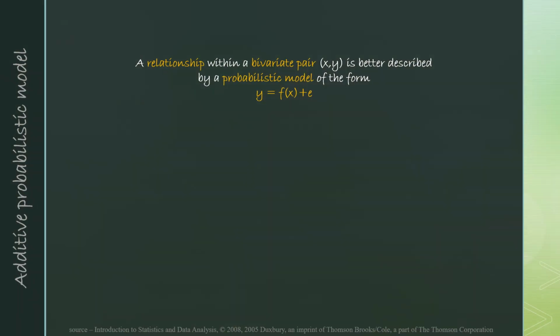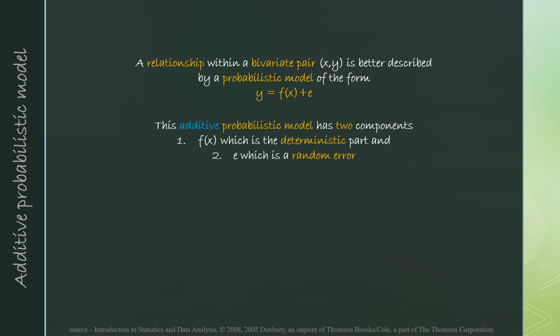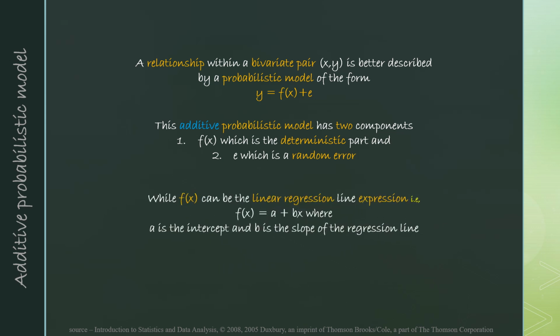On the other hand, a relationship within a bivariate pair x and y is better described by a probabilistic model of the form y equals f of x plus e. This additive probabilistic model has two components. One, f of x, which is the deterministic part, and two, e, which is a random error. While f of x can be the linear regression line expression, that is f of x equals a plus b multiplied by x, where a is the intercept and b is the slope of the regression line, e is a random error that accounts for the deviation between y and f of x for any given value of x. e is a random value for each value of x that allows f of x to be more or less than the actual value of y.